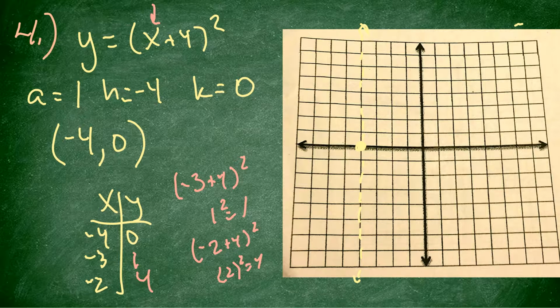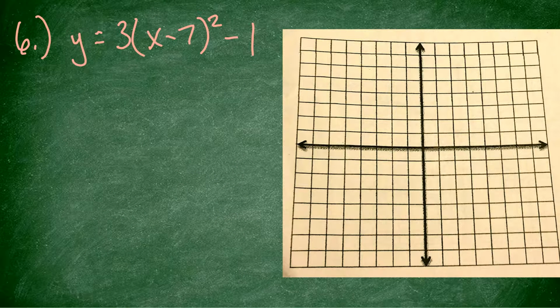So I go negative 4, 0. Negative 3, 1. Put a dot. Negative 2, 4. Put a dot. I reflect these over. I use that dotted line. That's why I have to have that dotted line if I'm going to use 3 points on my XY chart. I have 5 points now. Remember, it's supposed to be a U. And that's it for number 4.